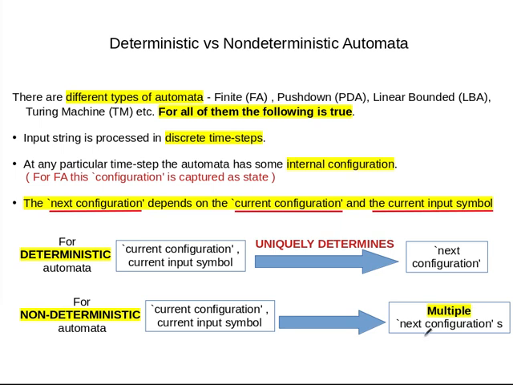So in case of finite automata, this configuration is state. For deterministic, we had this transition function, right, which took the current state, current symbol, and gave us the next state. That won't be the case for non-deterministic finite automata. The current state and the current symbol won't give you a single next state, but a set of next states.